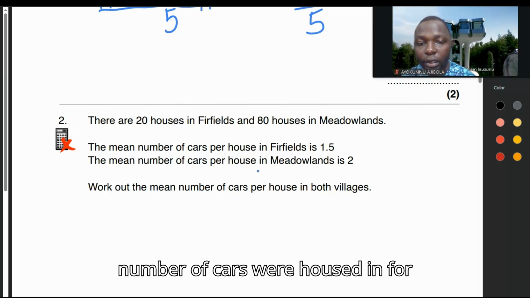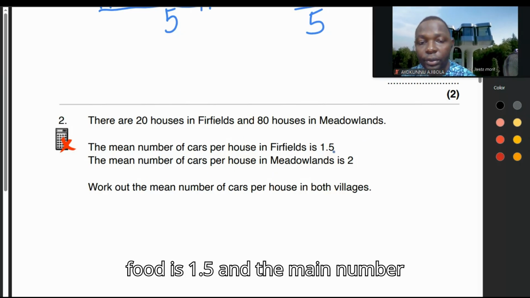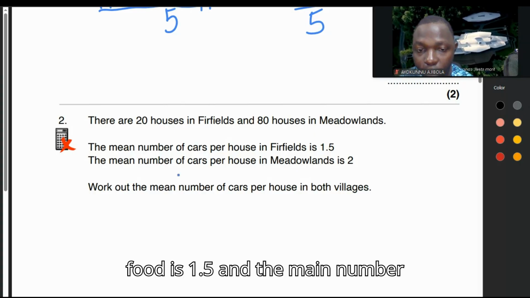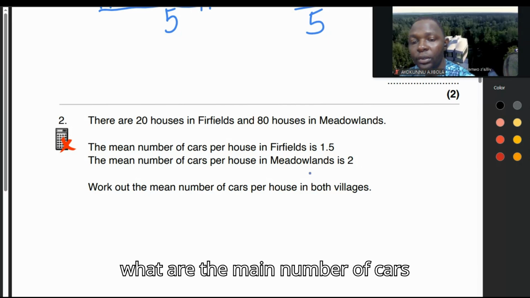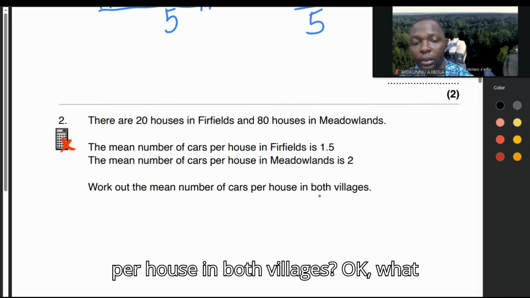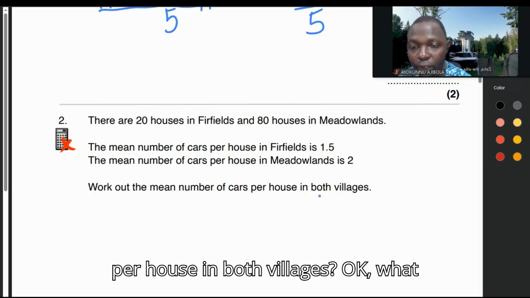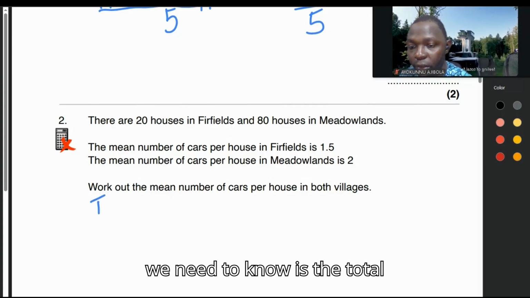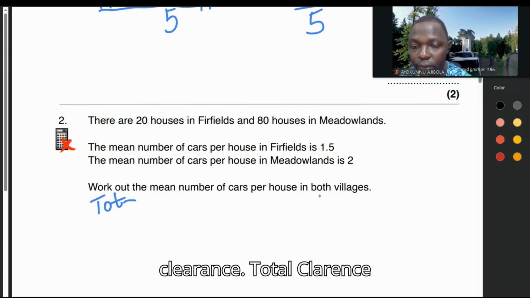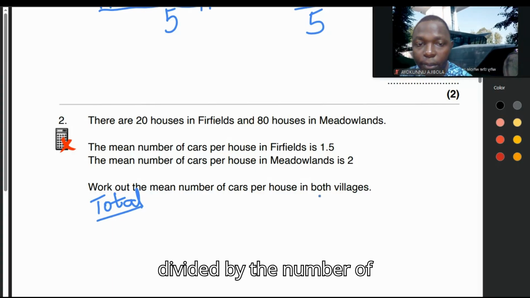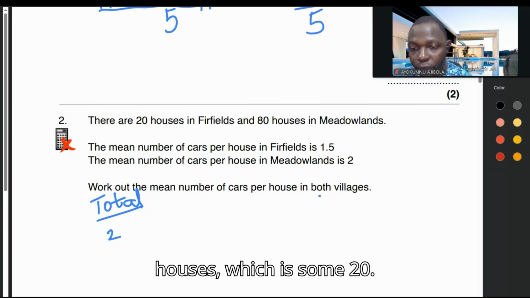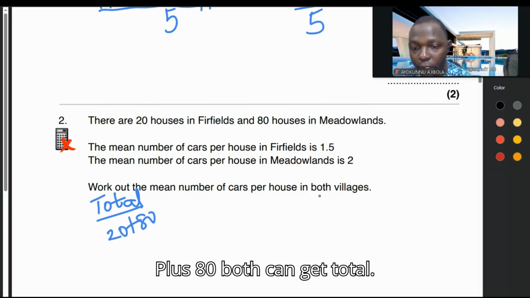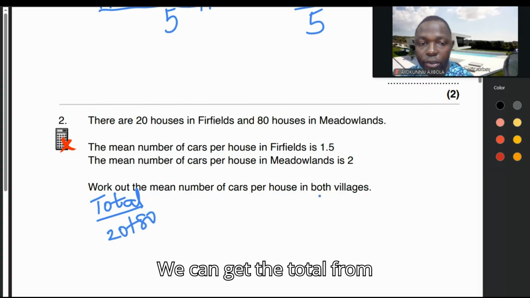Now the second question: there are 20 houses in Fairfield and 80 houses in Meadowland. The mean number of cars per house in Fairfield is 1.5, and the mean number of cars per house in Meadowland is 2. So what is the mean number of cars per house in both villages? What we need to know is the total cars divided by the number of houses, which is 20 plus 80. But we can't get a total directly. We can get a total from the two means.